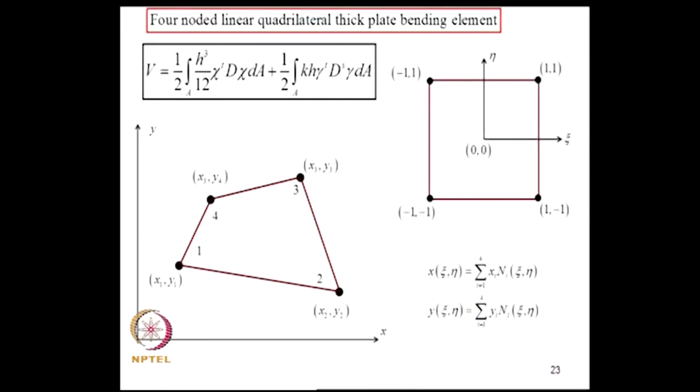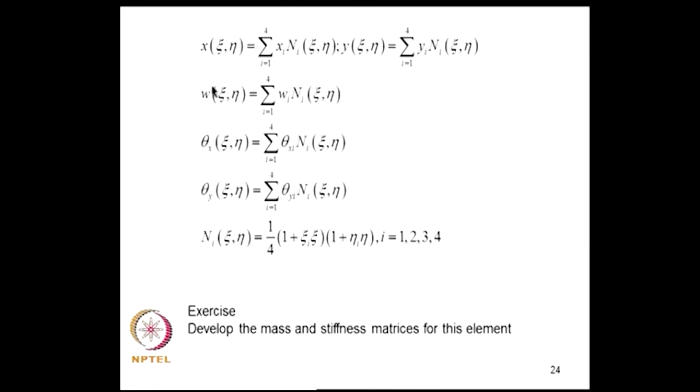Now, in the previous lecture we considered 4 noded rectangular quadratic thick plate element. I leave it as an exercise for you to repeat that exercise for a quadrilateral element. The strain energy expressions are given here, and this is the geometry of the quadrilateral element, and we use the isoparametric representation as shown here, and this element is mapped to this master element, and we use these interpolation functions.